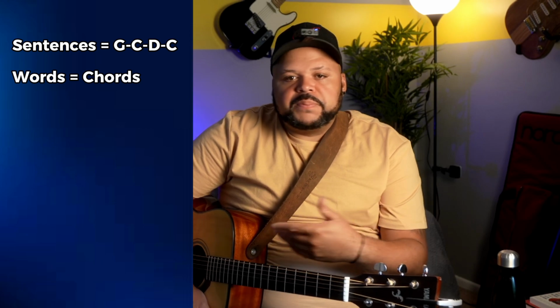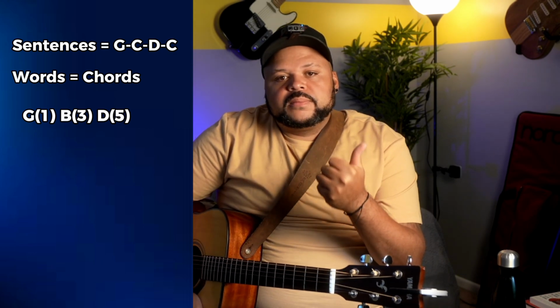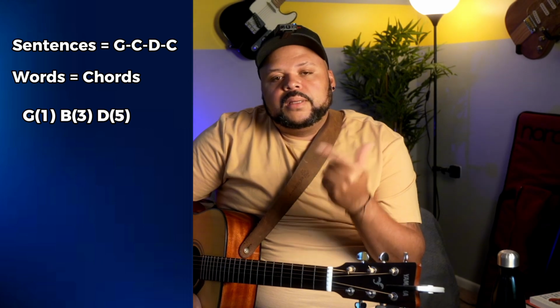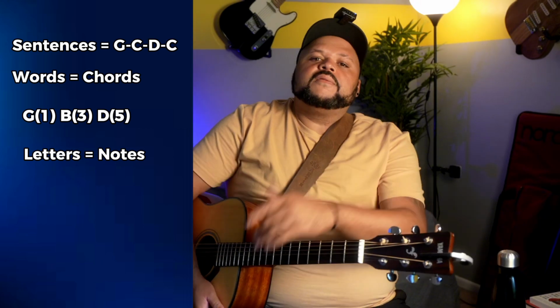Every major chord is built with the same 3 notes. It's always the first, which is the root of the chord, the third, which is 2 notes up, and the fifth, which is 2 notes up after the third. So in our case, the chord G is built with the first, which is a G, the third, which is a B, and the fifth, which is a D. And then finally, think of letters as our individual notes. So let's break it down real quick.